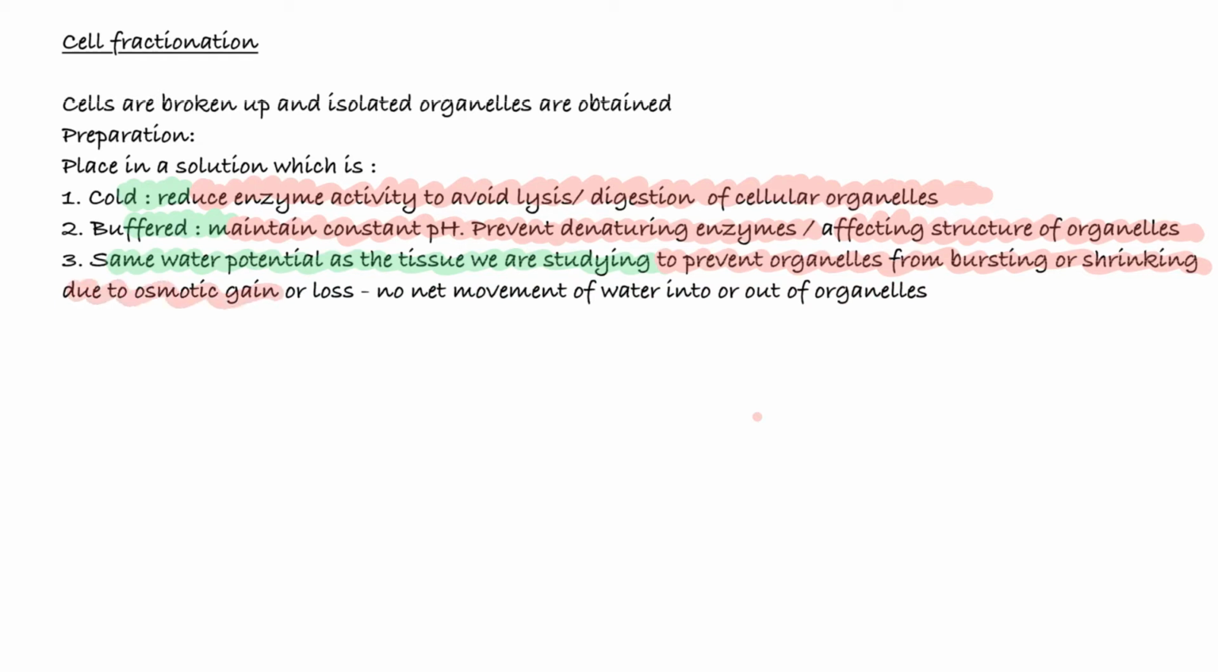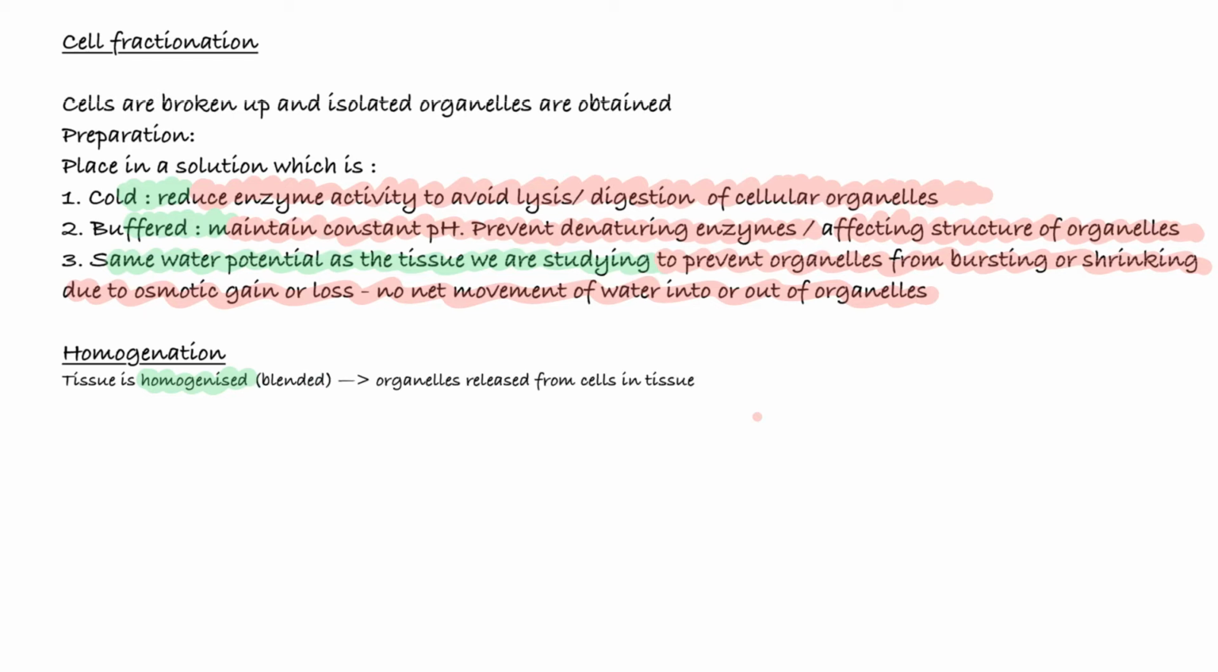So when we get started, the first thing we're going to do is we're going to homogenize the tissue. That word homogenize essentially means to blend it, so it's all in the same concentration everywhere. So we break it up using a homogenizer. A homogenizer is just a complex word for a blender. This blending releases the organelles from the cell and we get this homogenate, this fluid containing all of the organelles and all the cellular parts.